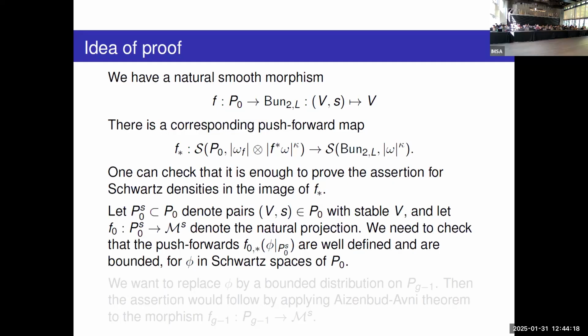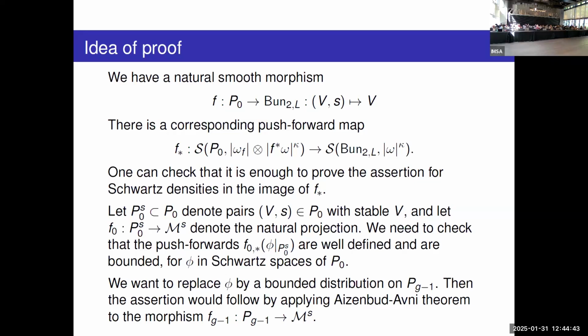So this is what we need to check. Inside this P0, which is the space of extensions, we have the locus of stable bundles, an open locus, and we have to consider the corresponding integrals over the corresponding orbits. We have to check that they're convergent and define a bounded distribution. So basically, we want to go through this Bertram-Thaddeus picture. We want to replace our Schwartz function on P0 with some bounded distribution on P_{g-1}. And then we would be able to apply the Eisenbud-Harris theorem to this projection from P_{g-1} to M_S and to the stable bundles. Because we assumed the algebro-geometric conjecture, we know that the fibers are going to be rational, we will have rational singularities, so this will prove that push forwards are still bounded.